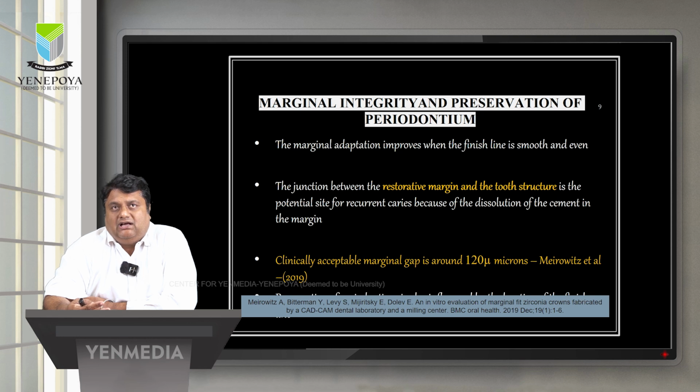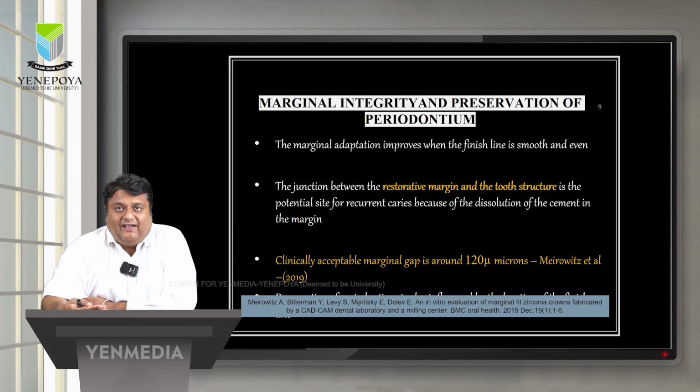Now usually, when we talk about marginal gap for a metal restoration, let's say a molar, we can expect it nowadays to be around 50 to 60 microns. For CAD/CAM ceramic, there can be a difference between a CAD/CAM layered ceramic and a monolith. So nowadays this gap is going down from 120 microns. We are expecting it to come to around 20 microns.